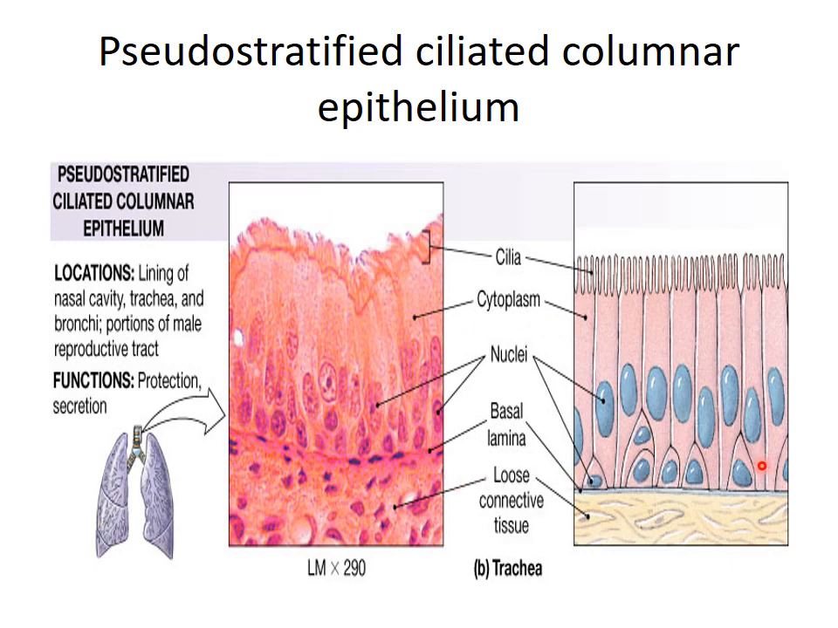Now you can see it has different types of cells: the tall columnar cells, the ciliated tall columnar cells, and the short basal cells, which are resting on the basement membrane. So all the cells are resting on the basement membrane, but they do not all reach the apical surface. So we'll discuss this pseudostratified epithelium in the next lecture also.